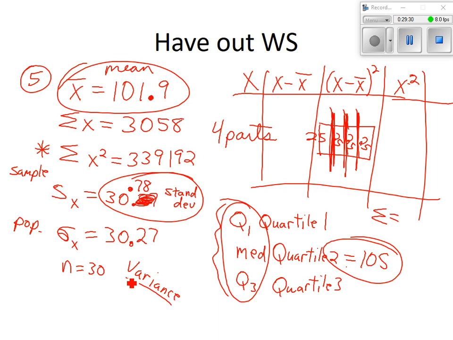What would we have to do to this number to find the variance? Square it. So you take 30.78 and square it, if you're using the calculator. A lot of students mess up there because they get them confused. You have to remember that if you're using the calculator to find the variance, you square that number. If you're doing the chart, you take the square root to find the standard deviation.